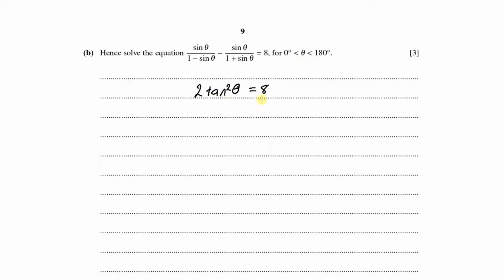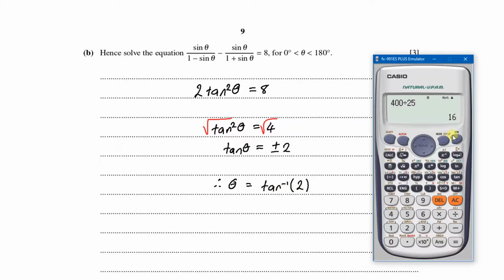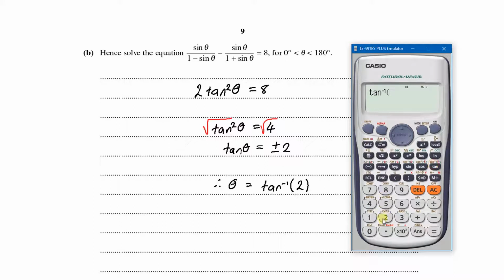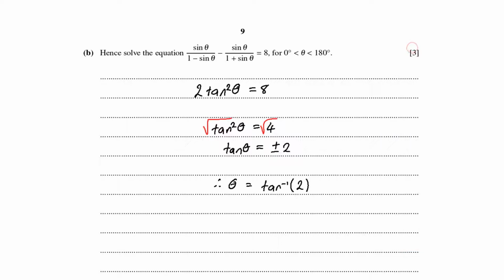I'm going to divide both sides by 2 so that we get tan squared theta is equal to 4. And I'm going to square root both sides. And when I do, I'll get tan theta is equal to plus or minus 2. So therefore, for theta, I'm going to do arctan of 2. So I'll need a calculator for this. Second function tan of 2. And this gives us 63.4 degrees.